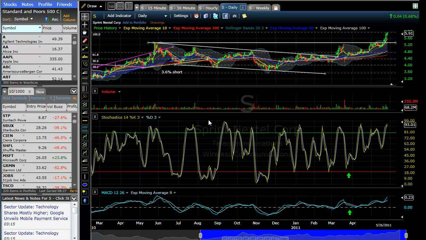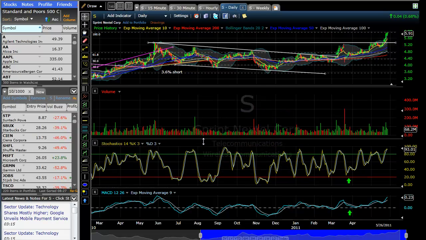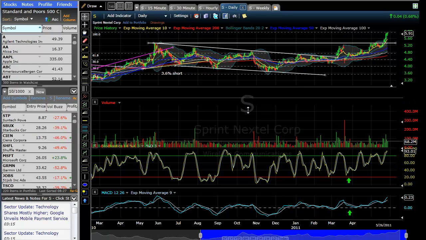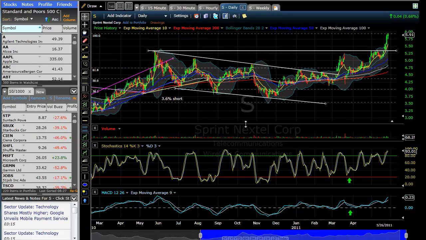I typically use the stochastics, trend lines, EMAs, and patterns to determine good entry points and exit points, as well as how to stay in a trade, where I use the EMAs, the short-term EMAs, and the Bollinger Bands.